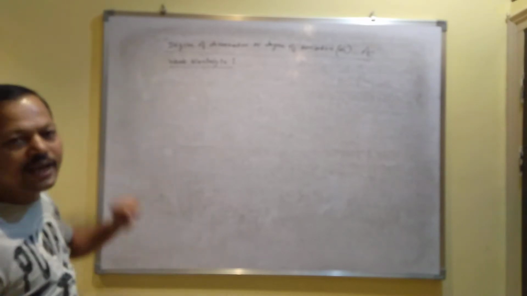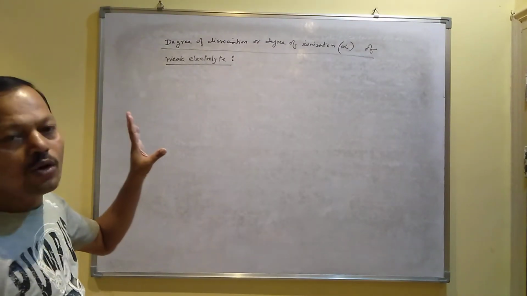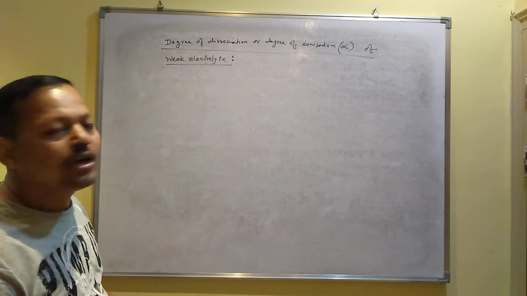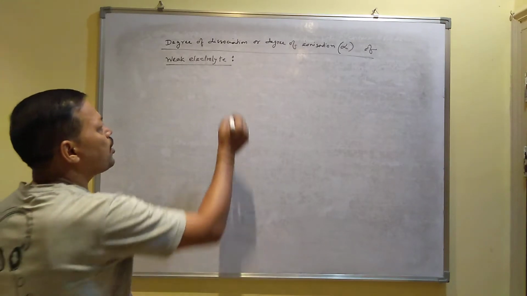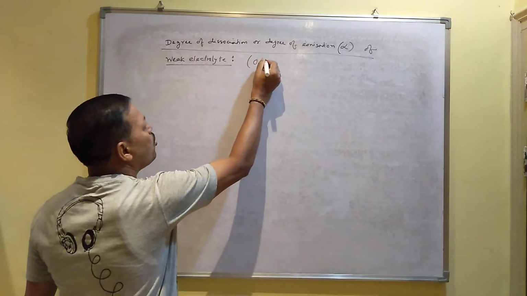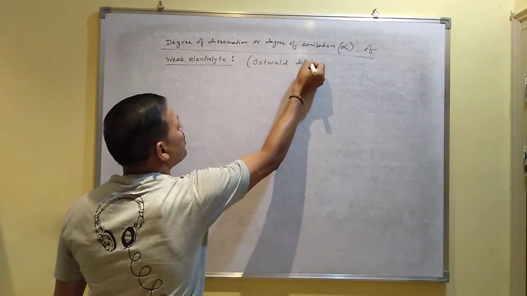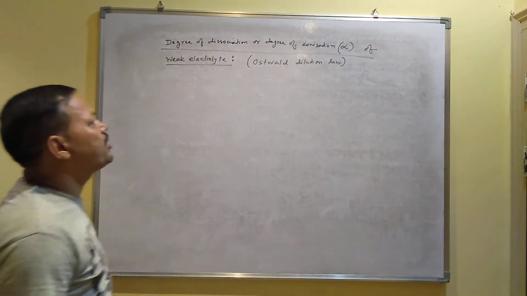Now, for weak electrolyte, how to determine the alpha value? I mean, how to determine the degree of dissociation? I mean, what fraction of molecules undergo dissociation? This was given by one scientist called Ostwald. That's why this is also called Ostwald Dilution Law.